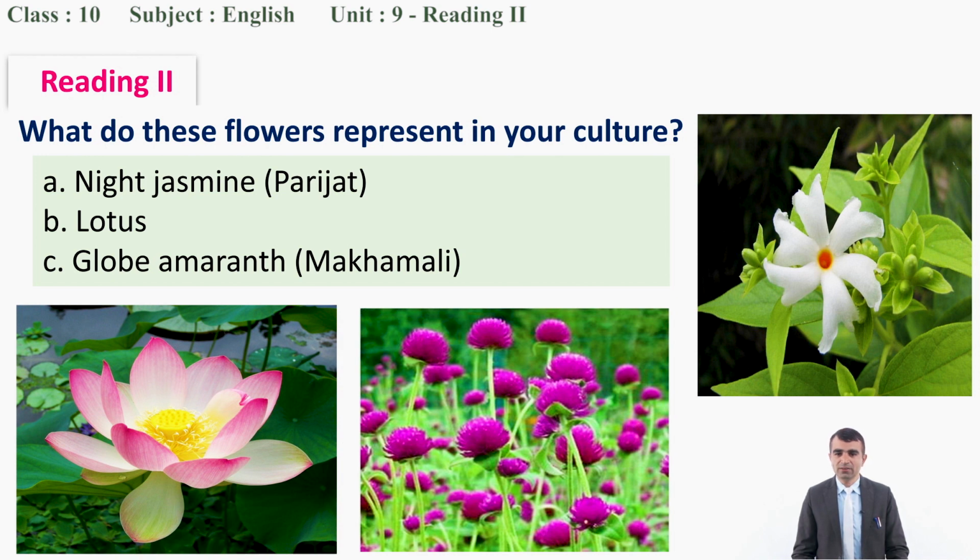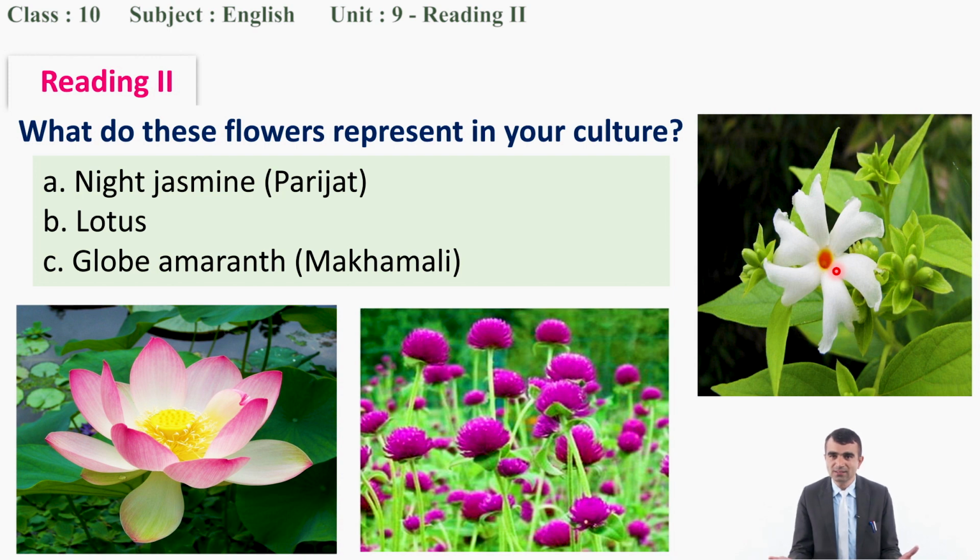Now, there are names of flowers, and here I am using some pictures too, pictures of those flowers. So, A, the first flower is night jasmine, that is parijat. In Nepali we call it parijat. Do you know this? Have you seen this flower? You can see here, this is night jasmine. And the question is, what do these flowers represent in your culture? So, what does night jasmine represent?